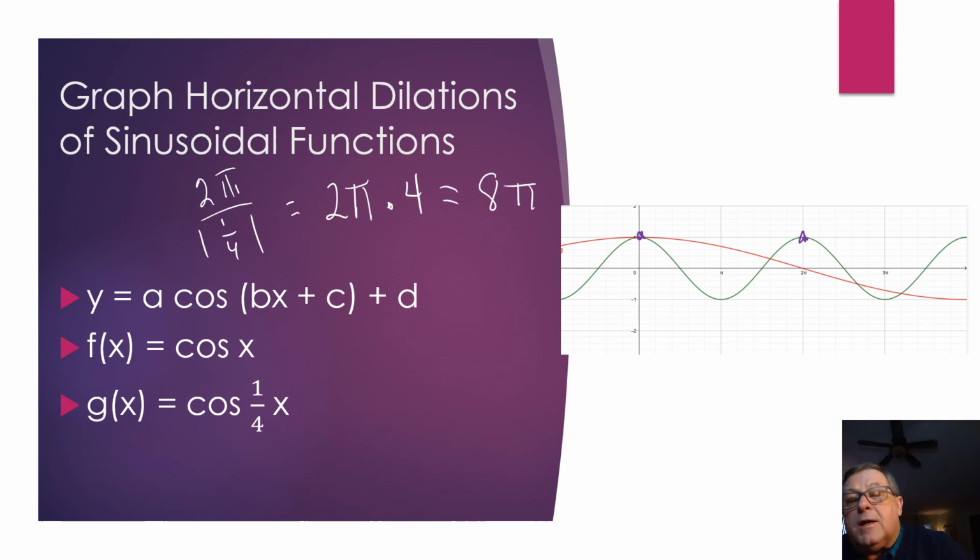You can see we started here in the red. We start heading down, which is characteristic of that cosine function. But by the time we would reach 4 pi, and you can't see it, I'm beginning to make a turn and head back up. But my period is going to be 8 pi. All right, horizontal dilations. If b is greater than 1, it compresses the sinusoidal function horizontally. If it's less than 1, it expands it.